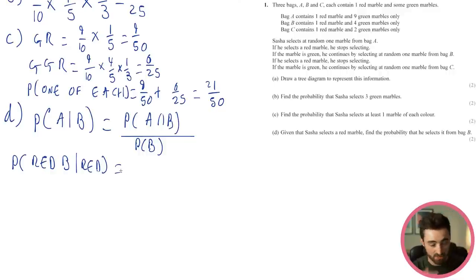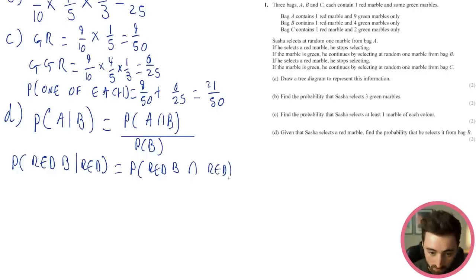So without thinking, I just go straight into the formula and then see what comes out of it. So I'm going to get what? Probability of A and B. So that's the probability that I get a red from B and I get a red in general. And then that's just going to be all over the probability of getting a red.